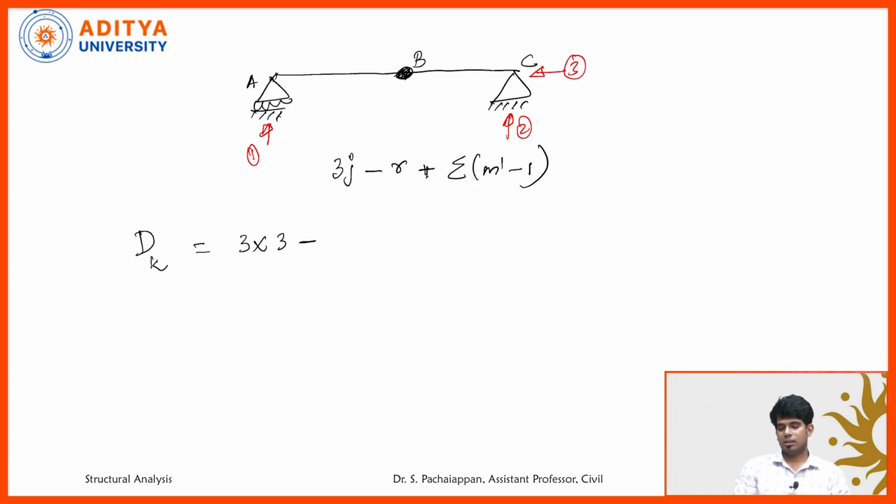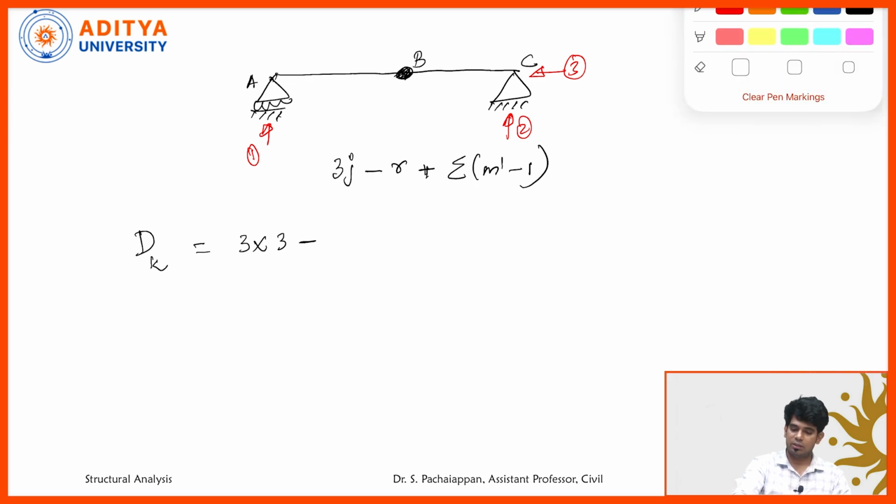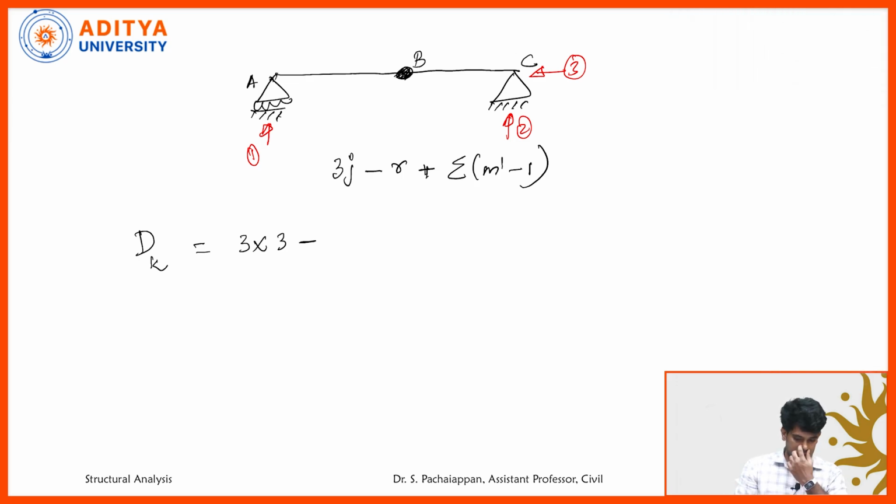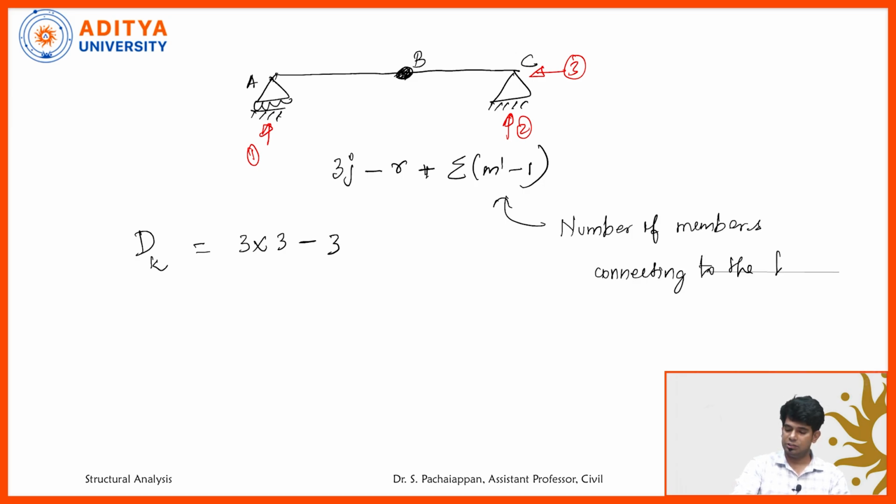The internal hinge is not a support. It's not going to transfer any reaction forces. So totally how many reactions? 3 reactions. Now this term we also need to discuss, because this has the internal hinge. Here m dash is nothing but the number of members connecting to the hinge. How many members are connecting to this internal hinge? This is member 1, this is member 2. 2 members are connecting, so plus 2 minus 1 from the formula.